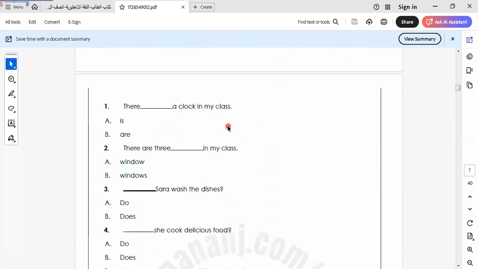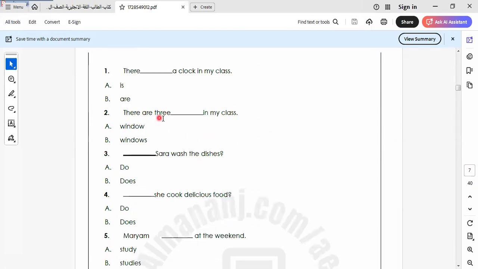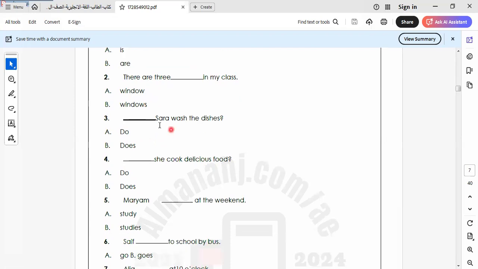Let's do this exercise together. There is a basic clock in my class. The subject here is singular, so I put is. There are three windows in my class. Why are here? Because are is describing the plural noun.